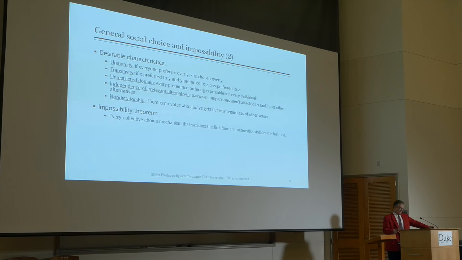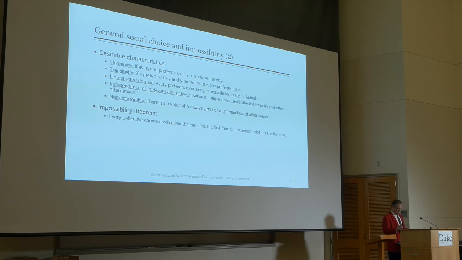Non-dictatorship means there is no voter who always gets her way regardless of the other voters. That is, there is no voter such that that voter is a decisive set all by herself. Now, it may mean that if that person is part of a unanimous vote, they still choose it. But if that one person wants A and everybody else wants B, the social choice is not A, which is the definition of dictatorship. The definition of dictatorship is if person one wants A and everybody else wants B, the society still chooses A. So every collective choice mechanism that satisfies the first four characteristics violates the last one. Every decision procedure that satisfies the first four must violate the last.